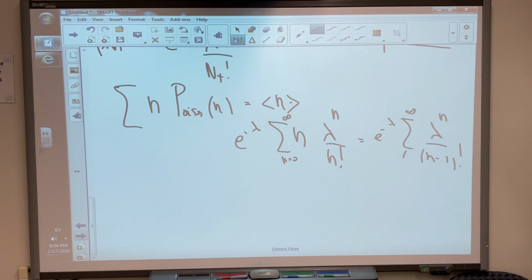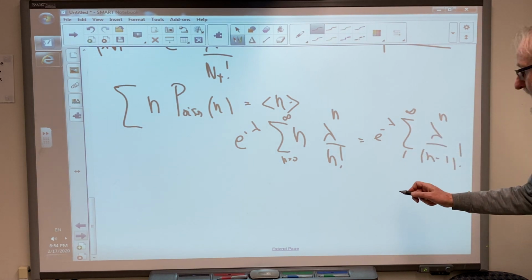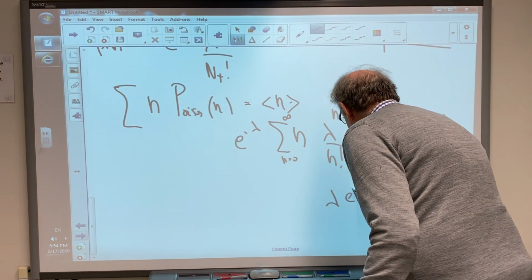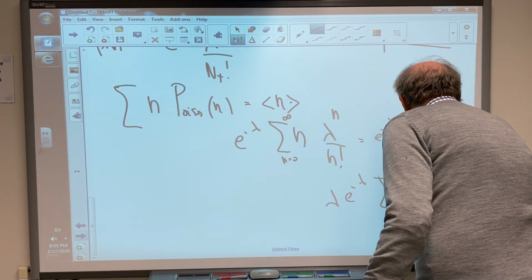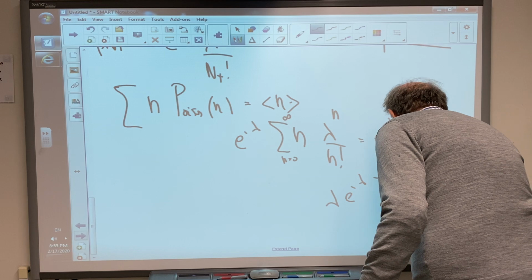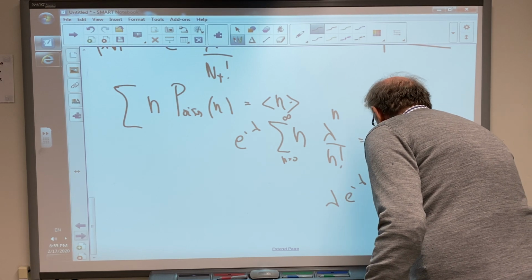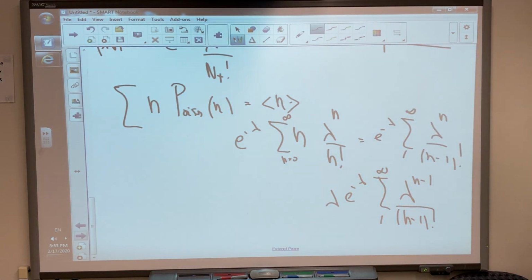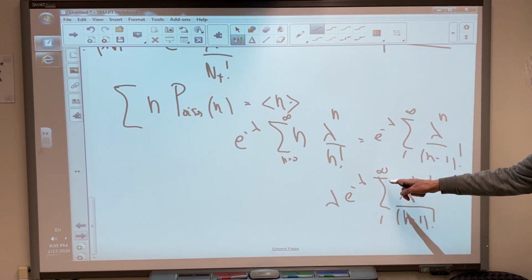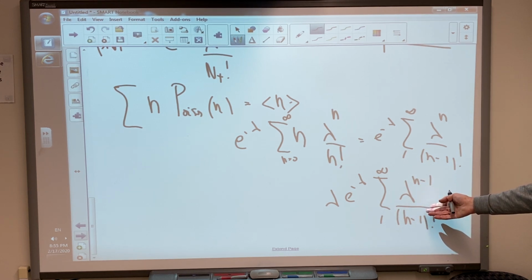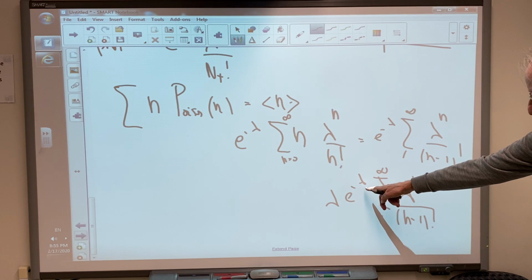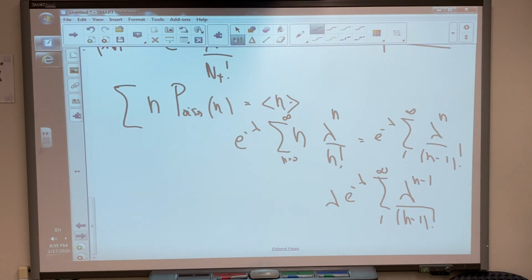And then it's pretty obvious what I have to do. Take one lambda outside, you get lambda e to the minus lambda times the sum of lambda to the n minus 1 over n minus 1 factorial, from 1 to infinity. Call n minus 1 n prime, and you get the sum from 0 to infinity of lambda to the n prime over n prime factorial. This is e to the lambda, which cancels that one, and you get just lambda.